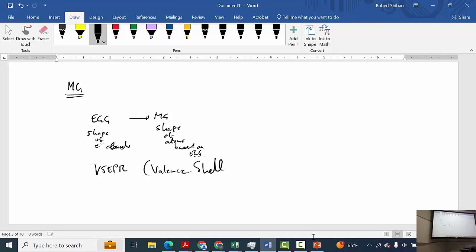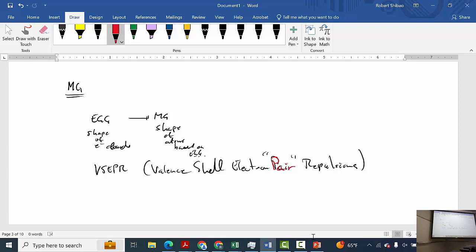And this is what we call VSEPR. VSEPR stands for valence shell electron pair repulsion. Pair is a bit of a misnomer here because it doesn't have to be a pair.